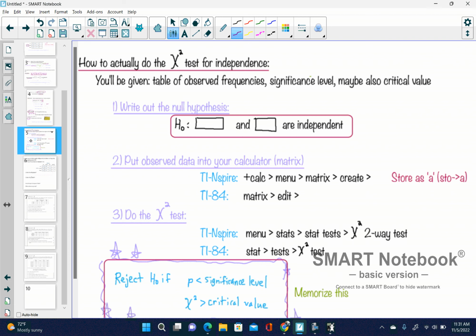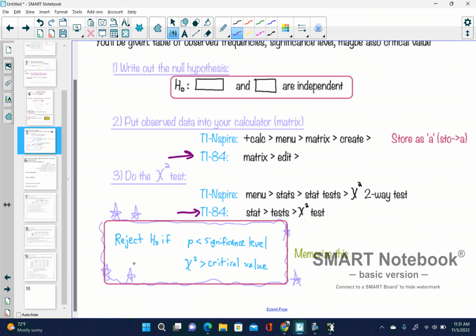The first thing you want to do is write out the null hypothesis, which is that, again, the two variables are independent of each other. You want to put it into your calculator, the TI-84, which is the one that we have in school. You go into matrix, which we'll do in a bit. And then you're going to do the chi-squared test, which is stat, test, chi-squared. You don't say x-squared. And this is very, very important. You do need to memorize this right here.